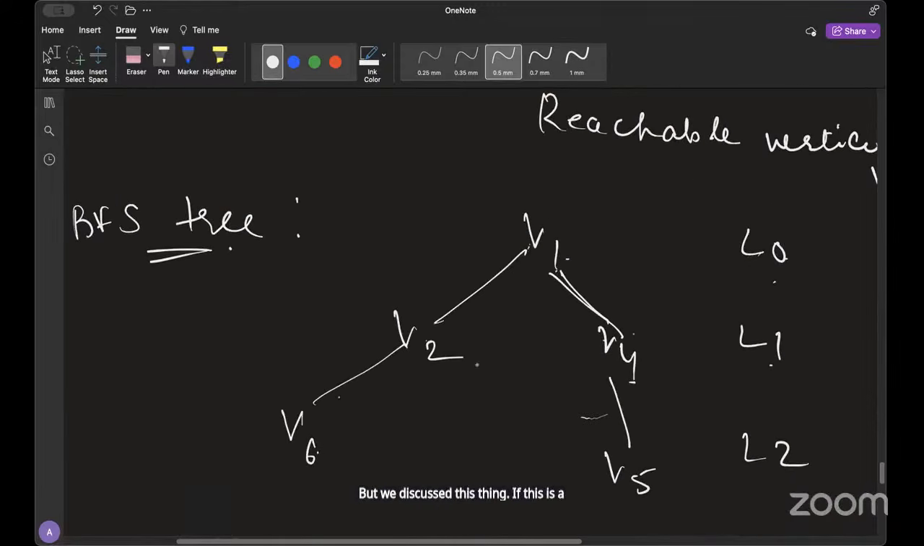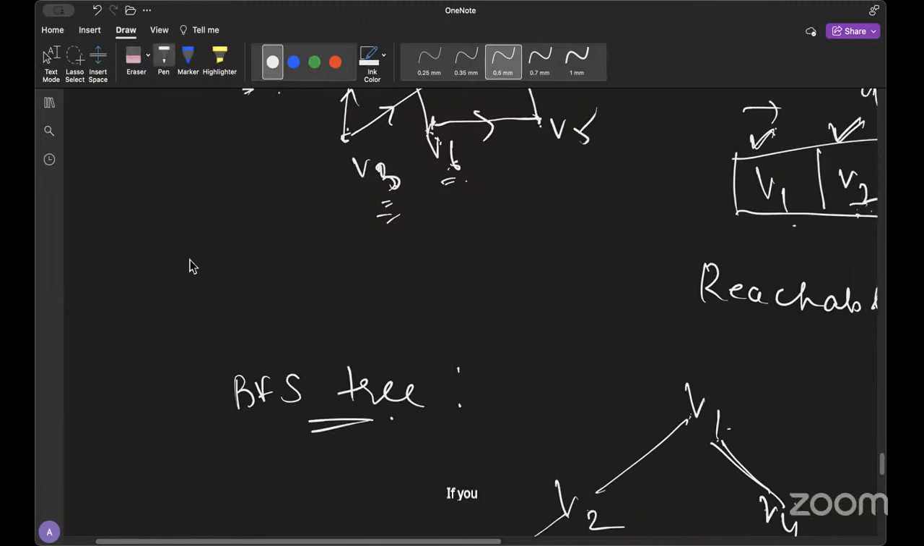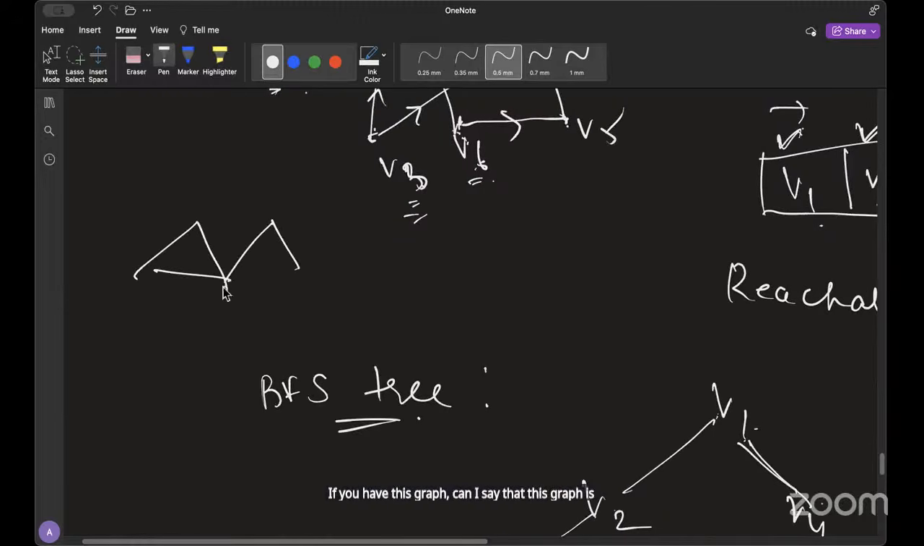If this is a tree, then can you have an edge here? A tree is a minimally connected graph. Minimally connected graph means it has to be connected, but there should be no extra edge. Can I not remove this edge? If you have this graph, can I say that this graph is minimally connected? No, ma'am. I can remove this edge. I can remove this edge. There are two extra edges. That means that the earlier graph was not a minimally connected graph. That means it was not a tree.